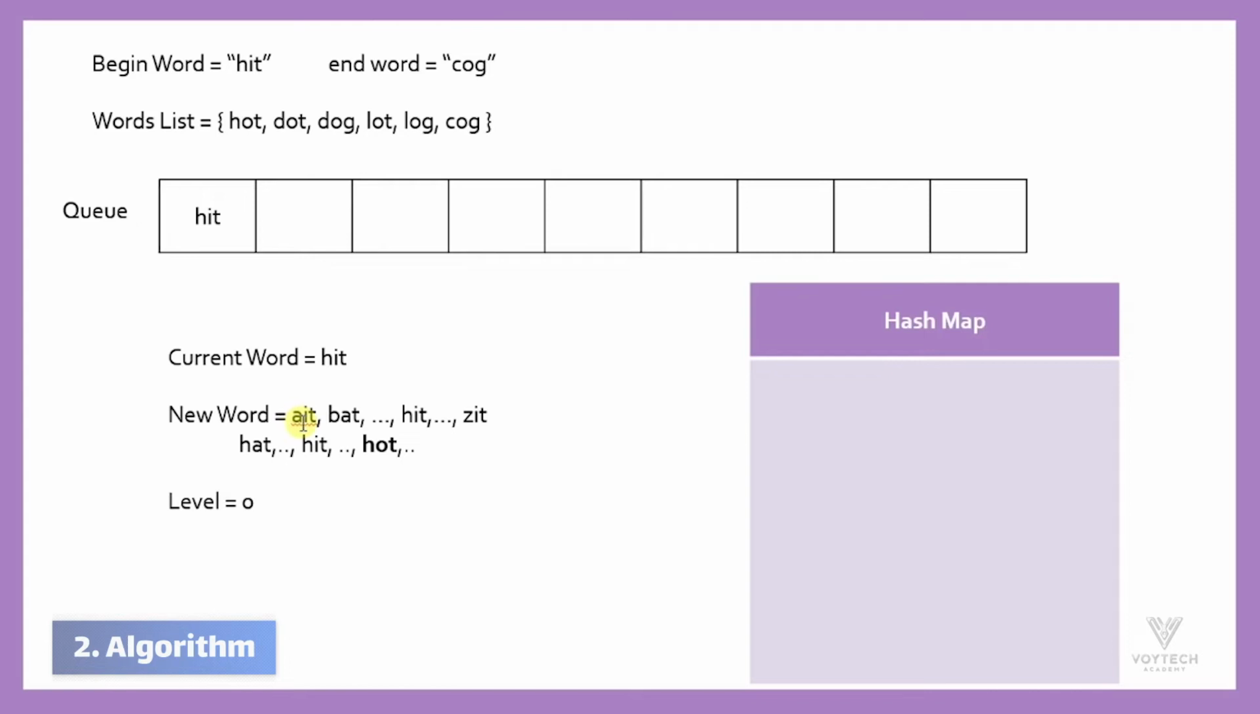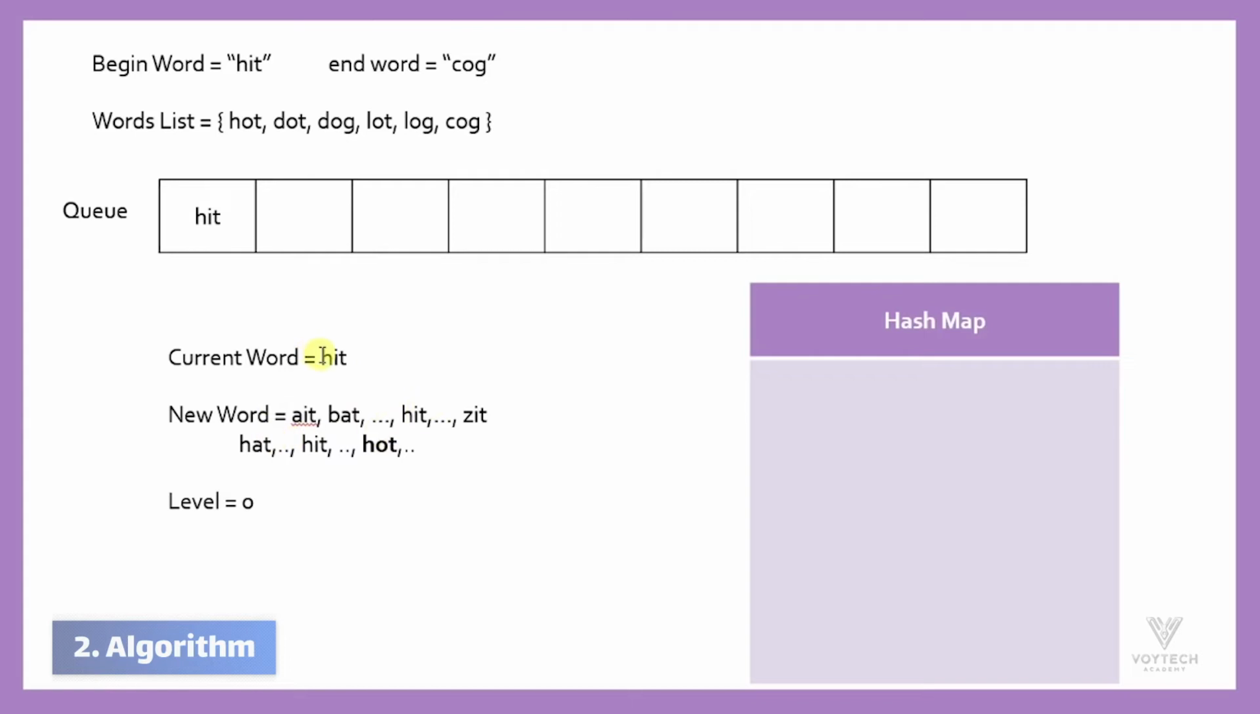Well, here we change each letter from A to Z. First, we start with the first character in the word and change it from A to Z and see if it matches any pattern in the words list. Now, you also have to note that here we ignore hit because it's the same as the current word. So we ignore it.